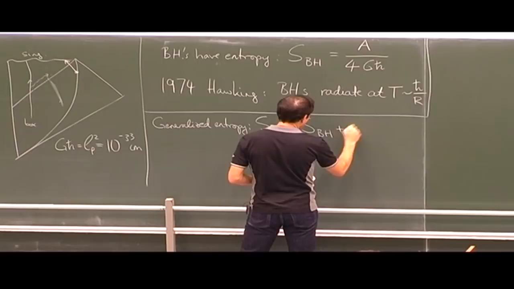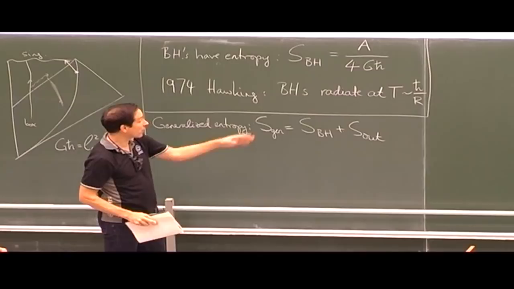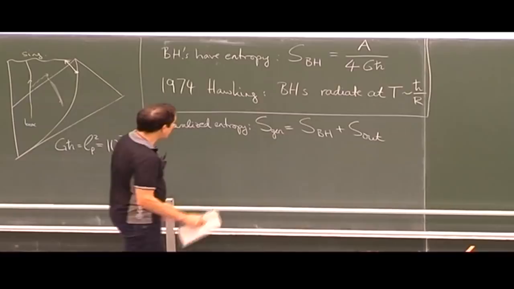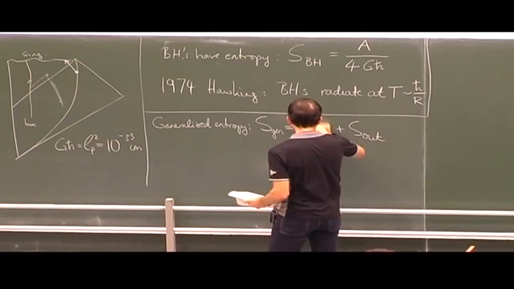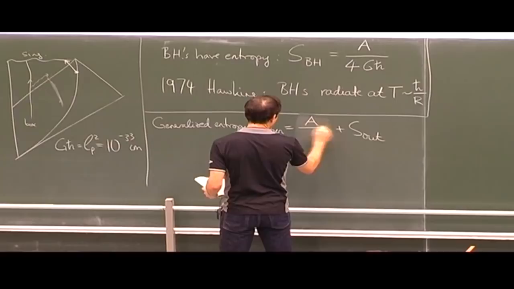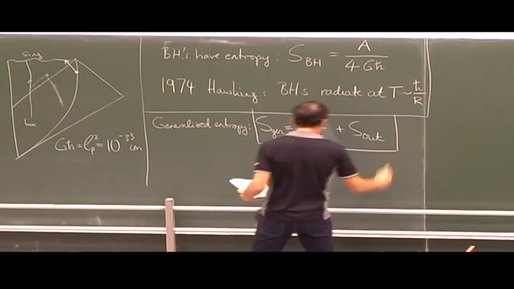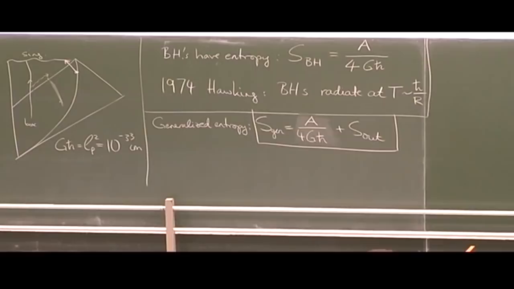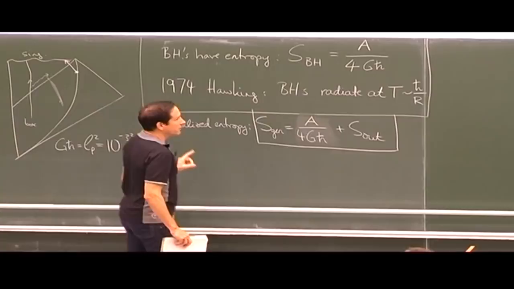So here by S out, I mean the entropy of the matter outside of the black hole. Okay, and in fact, I'm going to write this with the area here explicitly. This is a very important formula. So that's the actual entropy that we're dealing with.